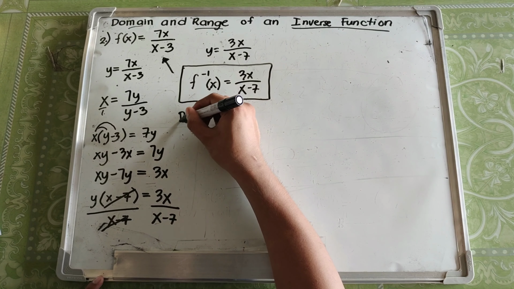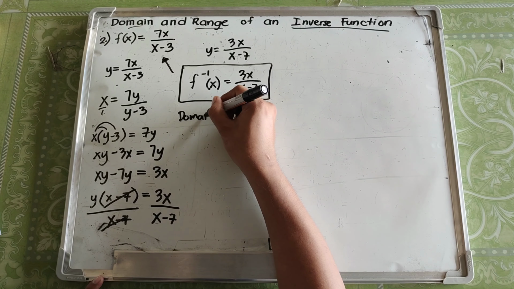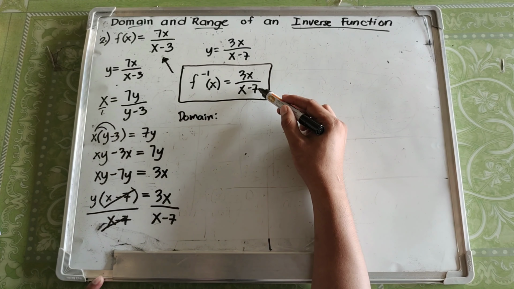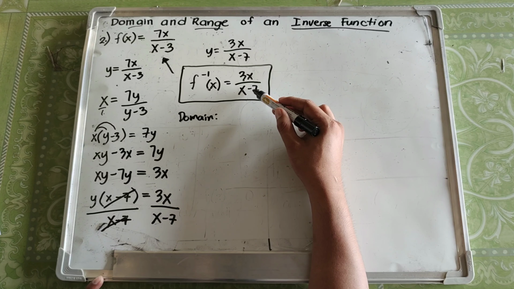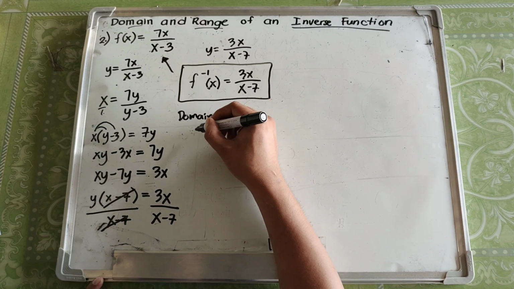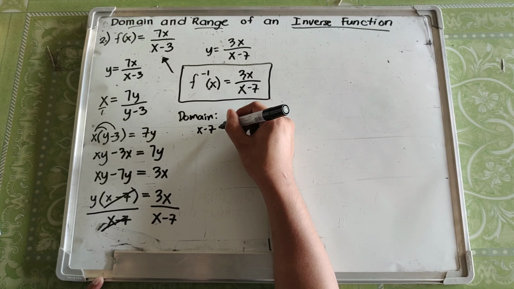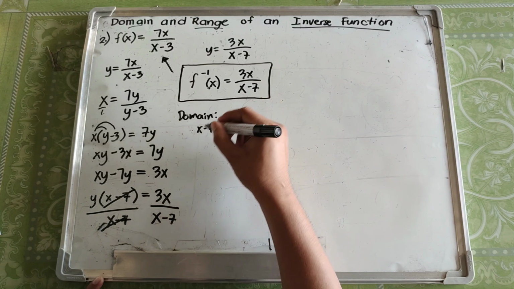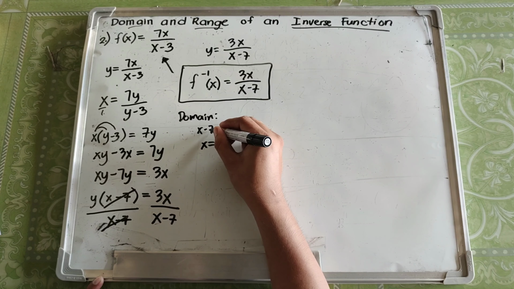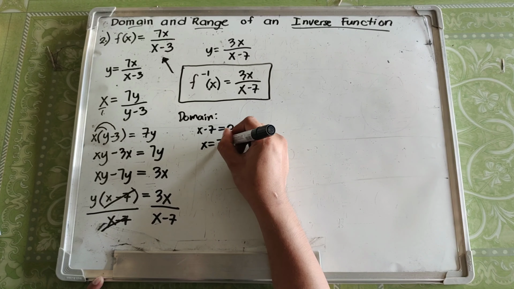Ano yung domain? Same process. We have to focus on the denominator. What makes the denominator 0? Dapat kasi yung denominator hindi siya magiging equal to 0. Anong denominator yan? X minus 7. Equate it to 0. So x is equal to, from negative 7, transpose magiging 7.